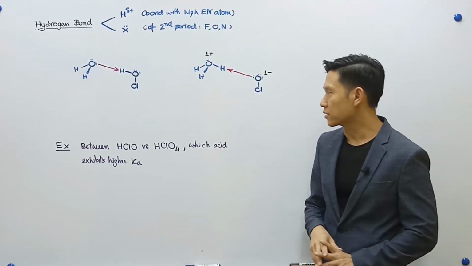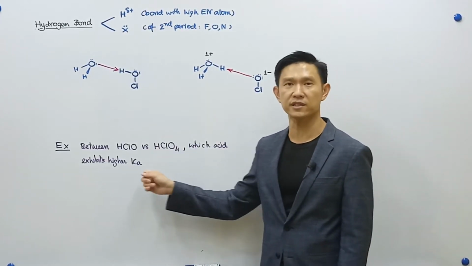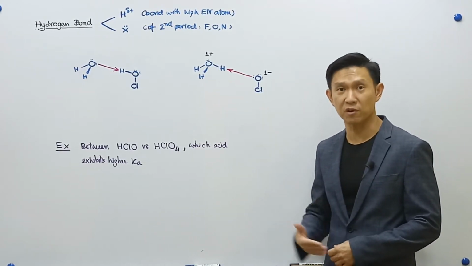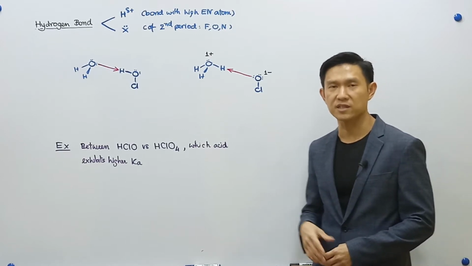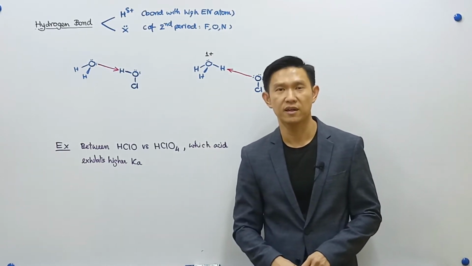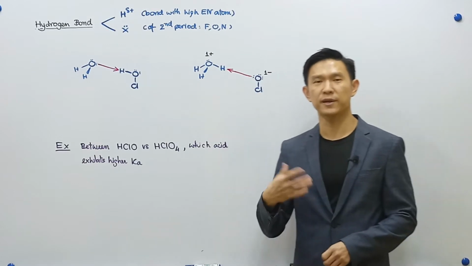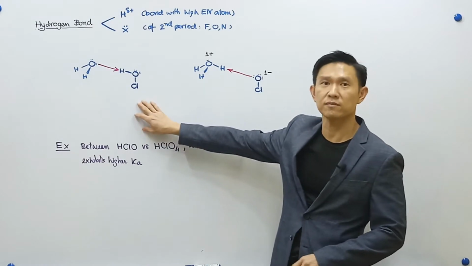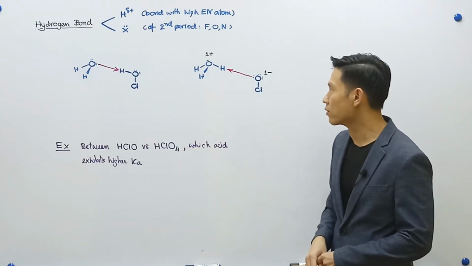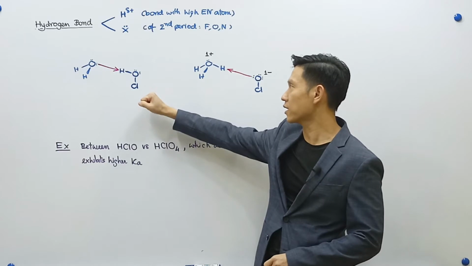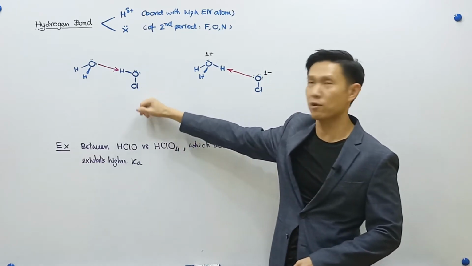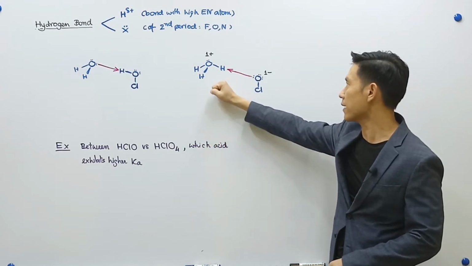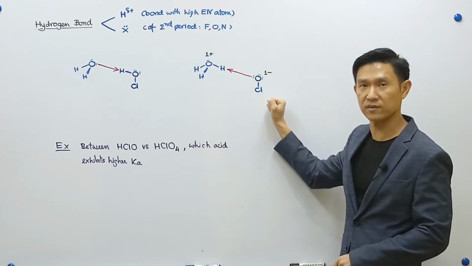I have a question: between hypochlorous acid and perchloric acid, which one is a stronger acid? You can answer this by comparing the Ka. And to explain the dissociation behavior, you have to look at the hydrogen bond system. Okay? So here is a drawing of the hydrogen bond between water and hypochlorous acid. After dissociation, you have hydronium ion and hypochlorite ion over here.